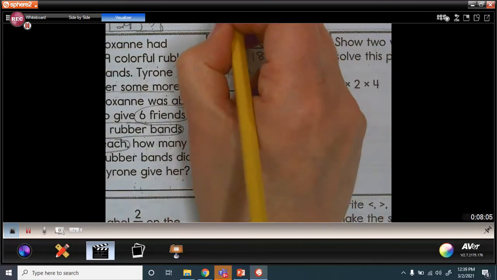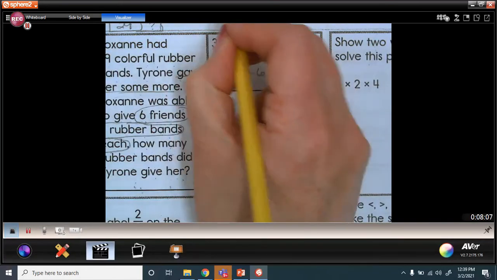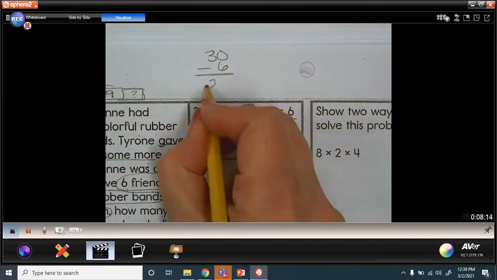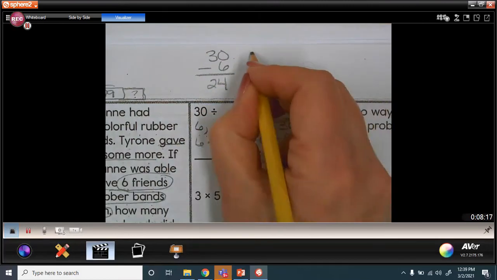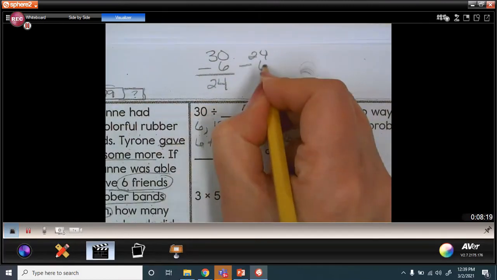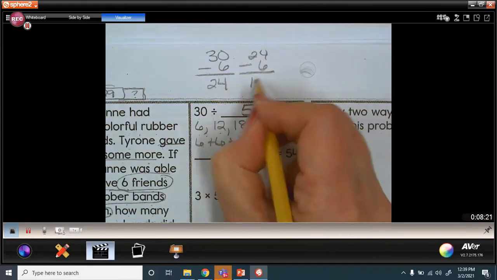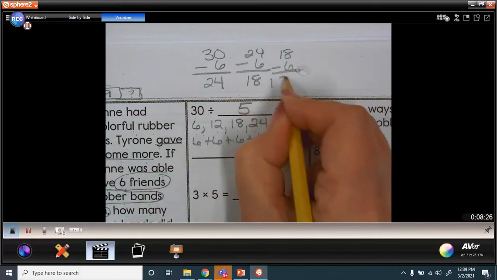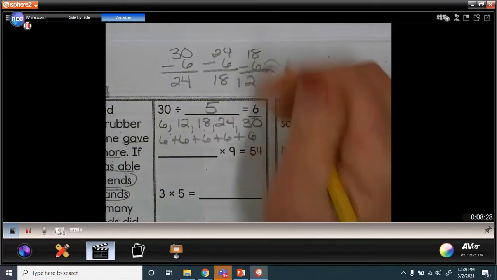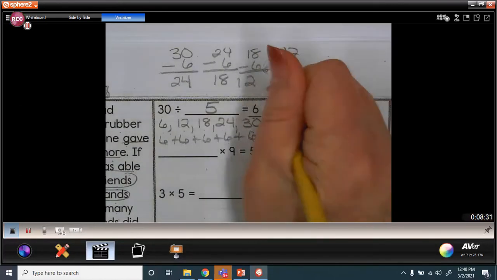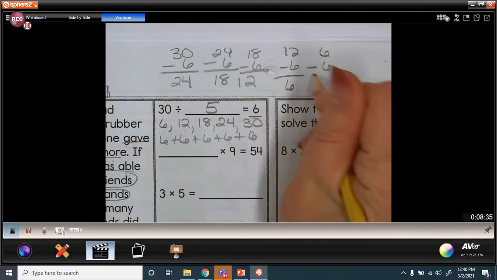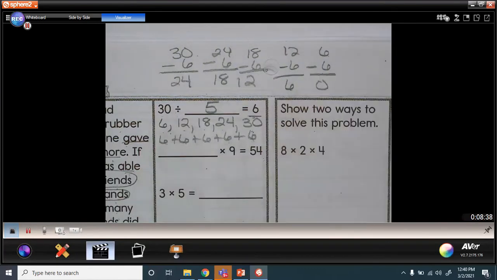Now, I could also use repeated subtraction and take away groups of 6. So I could start with 30, subtract 6, that would be 24. Take 24, subtract 6, that would be 18. Take 18, subtract 6, that would leave me with 12. Take 12, subtract 6 more, that leaves me with 6. And finally, if I take 6 and subtract the last 6, that leaves me with 0.